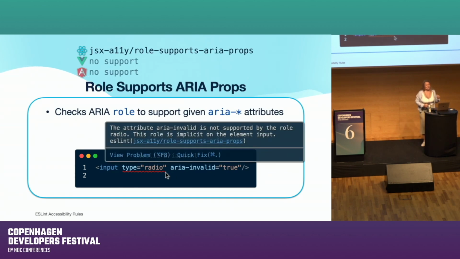The role-supports-aria-props rule is only available currently in the JSX rule set. Role supports ARIA props validates the assigned role supports the given properties. Even for semantic HTML elements that have an implicit ARIA role, like this input type radio, aria-invalid is not a valid attribute for radio buttons.